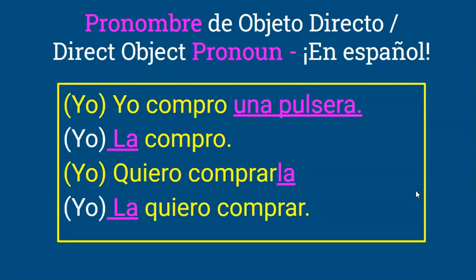In Spanish, it would look like this. Yo compro una pulsera. I buy or I'm buying a bracelet. A bracelet is feminine, so for it, it gets the pronoun la. La compro, I'm buying it, or I buy it. With 2 verbs, it might look like this. Quiero comprarla, or la quiero comprar. I want to buy it.